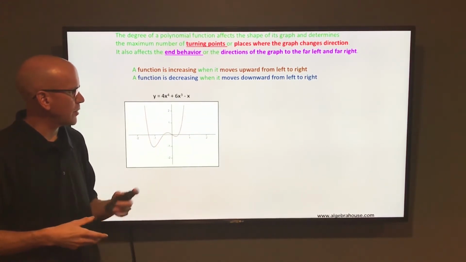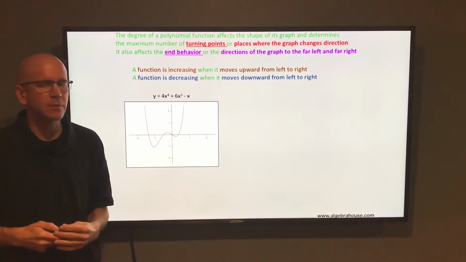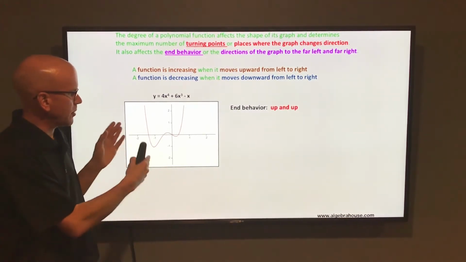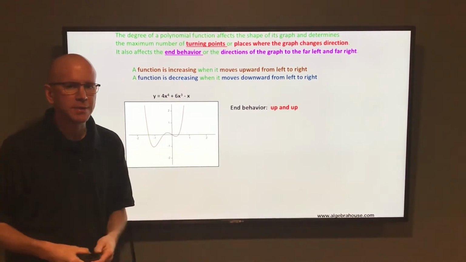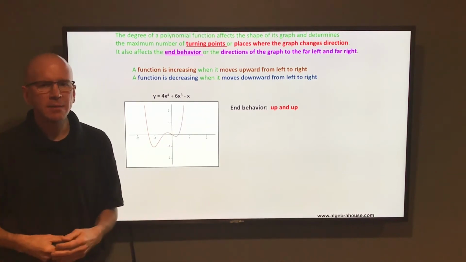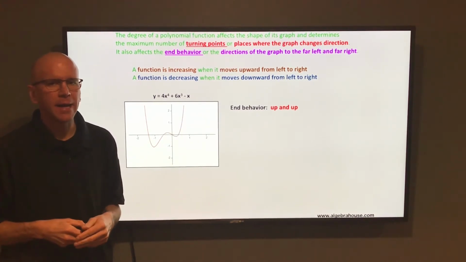So if we have this graph here, y equals 4x to the 4th plus 6x to the 3rd minus x. The end behavior. What's happening on the left side? What's happening on the right side? Well, on the left side, it's going up, and on the right side, it's going up. So the end behavior, you could term as up and up.